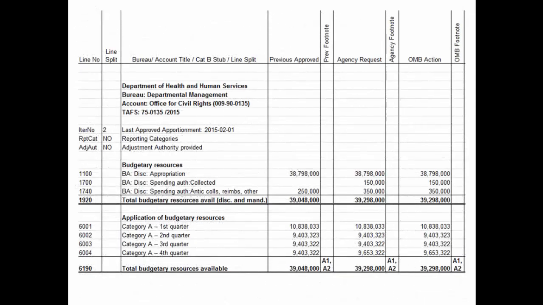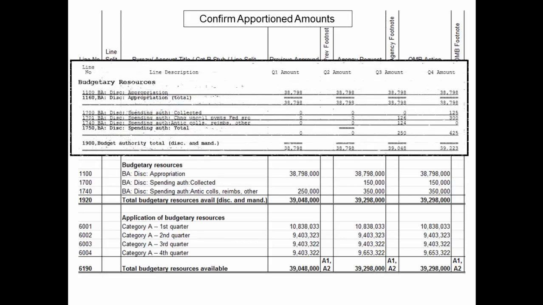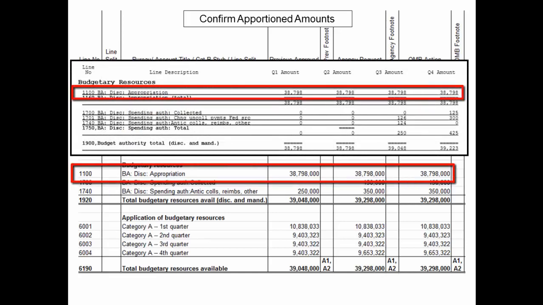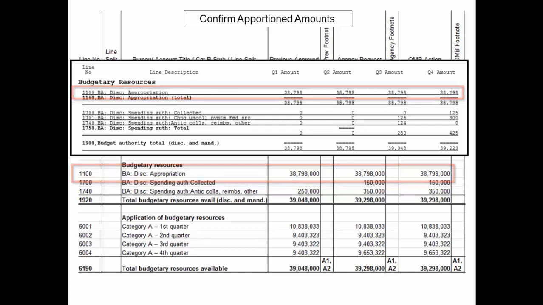This is the relevant SF132. This happens to be a sample from FY 2015. Let's compare the SF132 to the SF133. The first thing we need to do is check to see if the appropriation on the apportionment matches the SF133. We can see that it does.